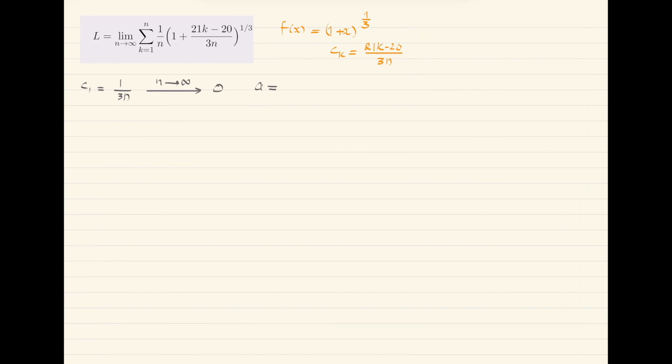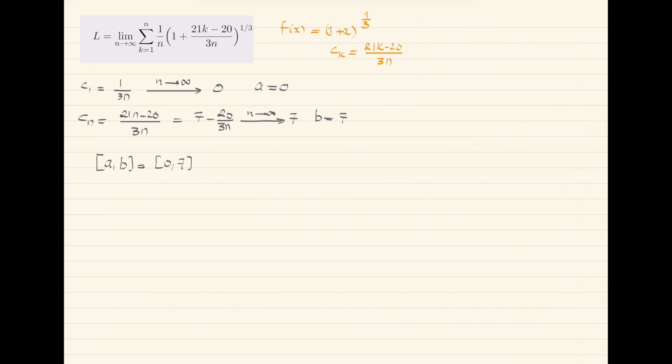So a, instead of being 1, becomes 0 this time. And then for finding b, I calculate cn, so I go here, I replace k with n, so this becomes (21n minus 20) over 3n, and I can do as before, so I can write 21n divided by 3n, which is 7, minus 20 over 3n, and then I send n to infinity, then the answer becomes 7. So this time b is not 8 but 7. So this means that the interval that I guess is from 0 to 7.